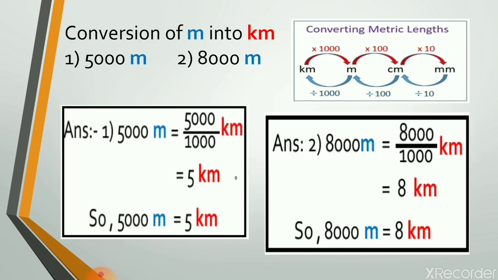Third one is conversion of meter into kilometer. For converting meter into kilometer we have to divide by 1000. So number 1, 5000 meter equals 5000 divided by 1000 kilometer, equal to 5 kilometer. So 5000 meter equals 5 kilometer. Second one is 8000 meter. It means 8000 divided by 1000 kilometer, equal to 8 kilometer. So 8000 meter equals 8 kilometer.